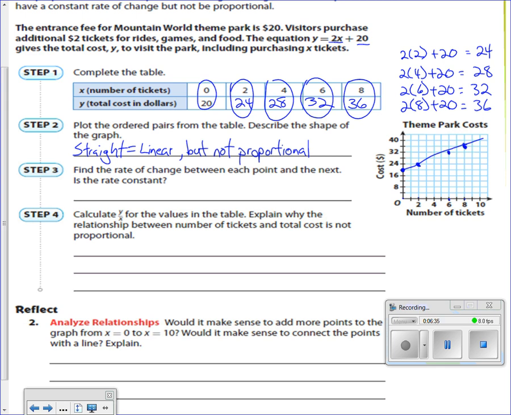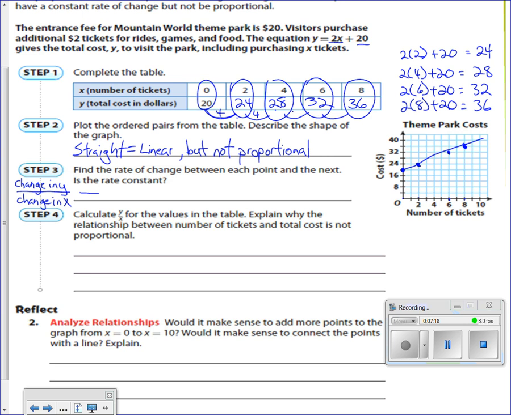All right, now step 3. Find the rate of change between each point and the next. Is the rate constant? So we need to find how much does it change between each one of these. To find rate of change is change in y over change in x. So let's look at this. Change in y. How much does it change from each y? From 20 to 24 is 4. From 24 to 28 is 4.